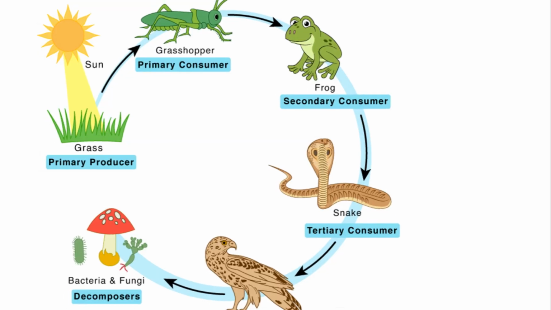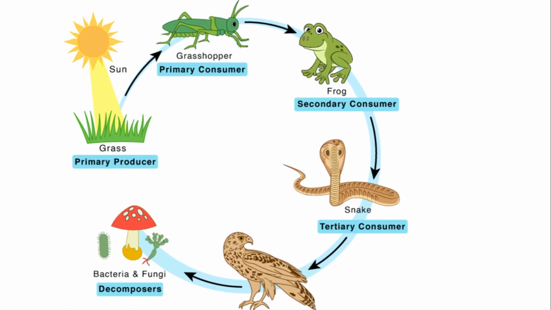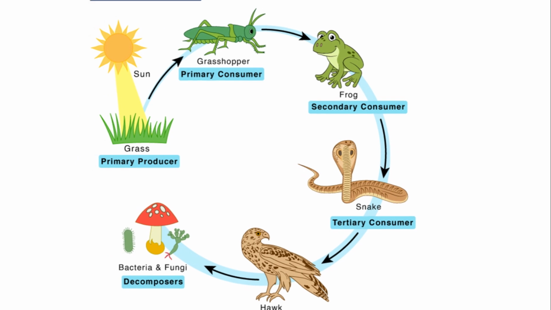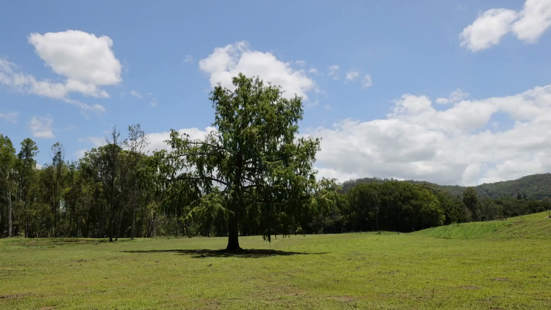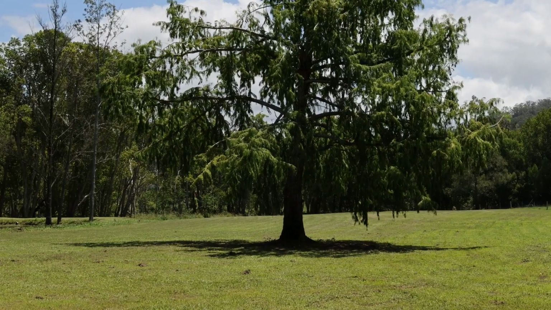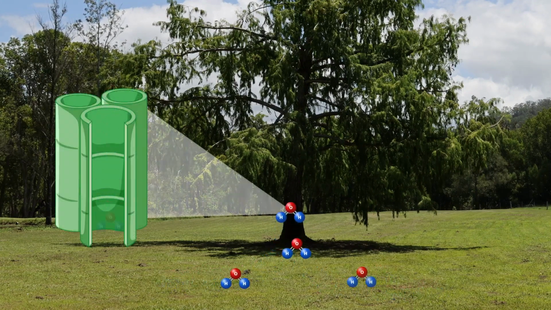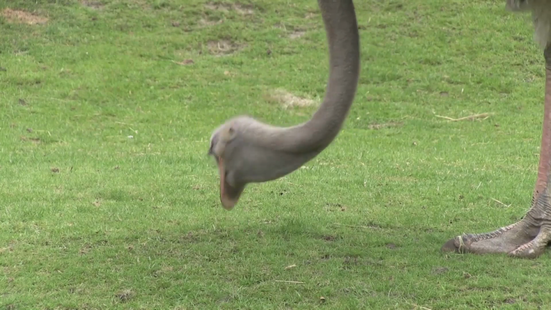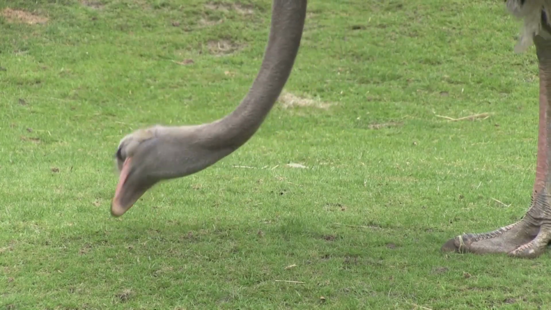A food chain illustrates the feeding relationships between different organisms in an ecosystem. It starts with a producer, an organism that makes its own food, typically a plant. It's followed by a series of consumers, organisms that eat other organisms. This chain of eating and being eaten forms a straight line, or a chain.